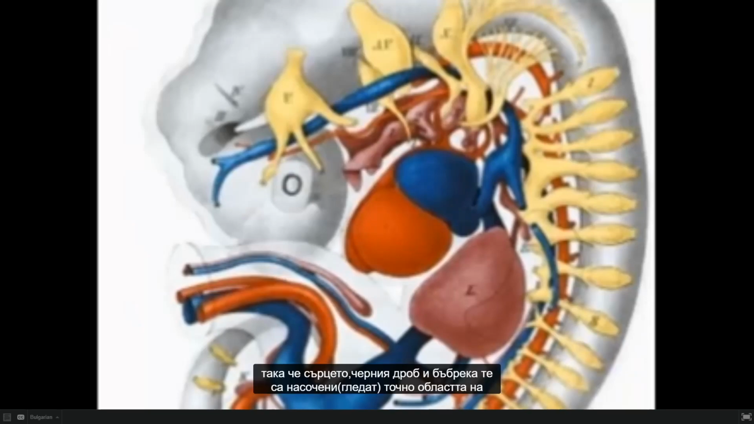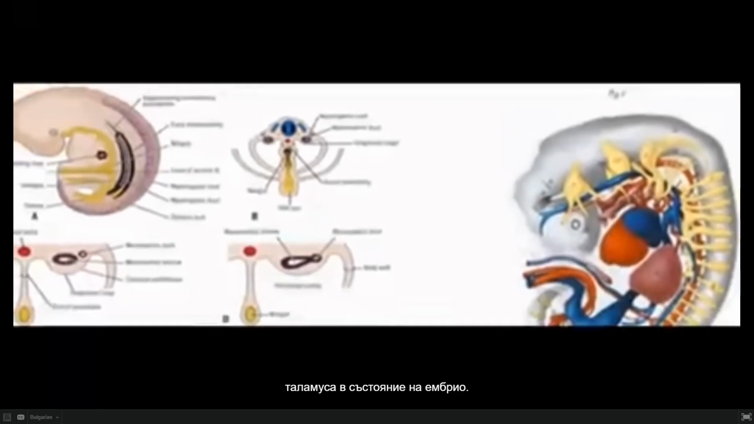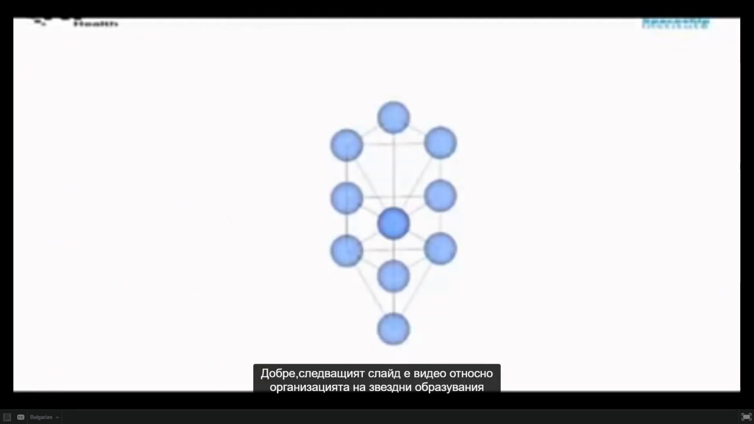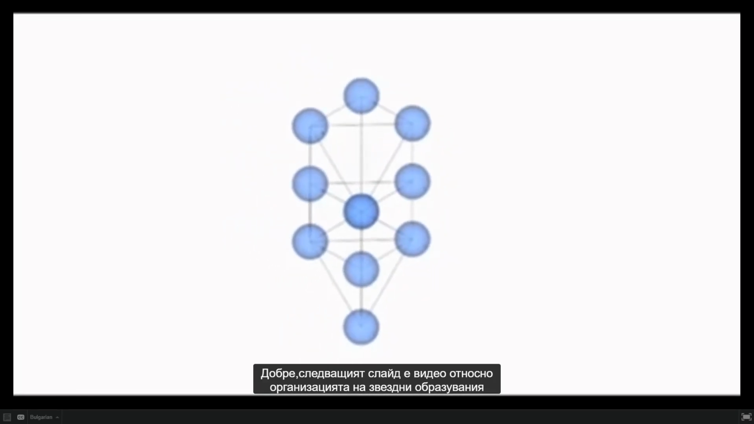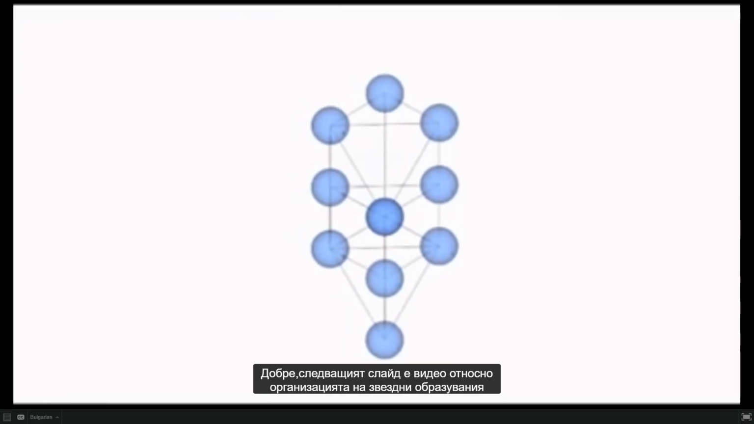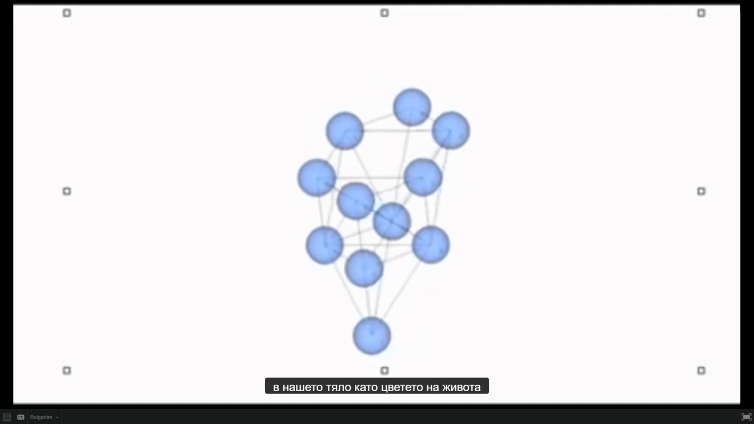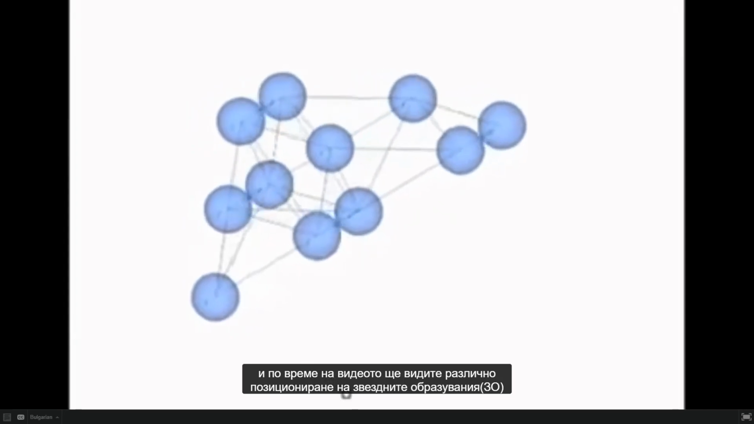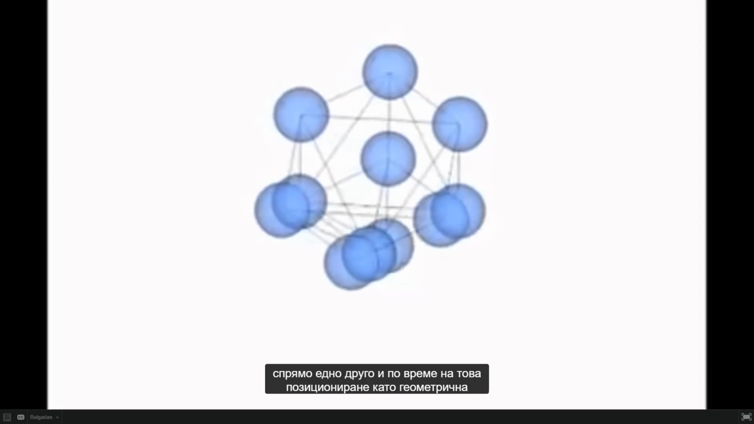So the heart, the liver, the kidney, they face in embryo state exactly the thalamus area. Okay, next slide is a video regarding the organization of star formation in our body, like a flower of life. And during the video, you will see different positioning of star formation regarding each other.